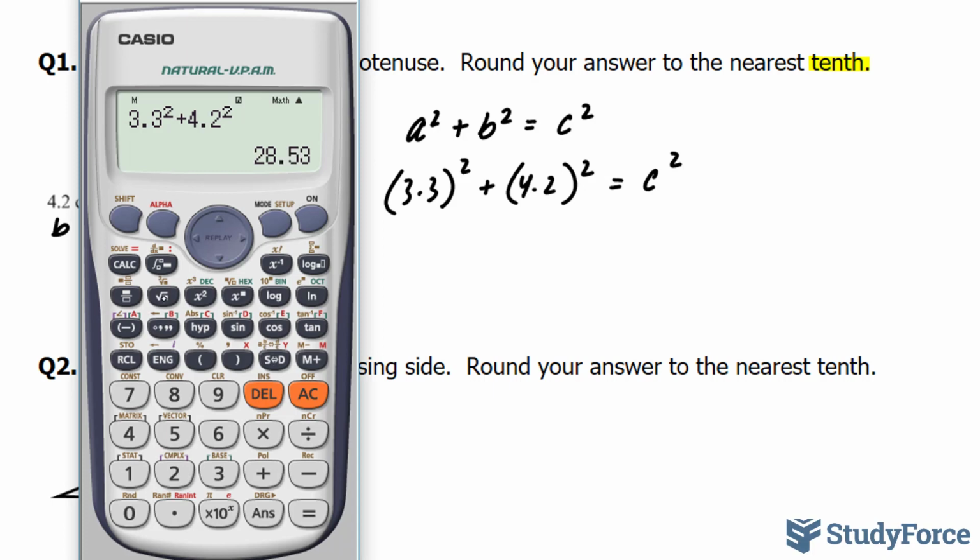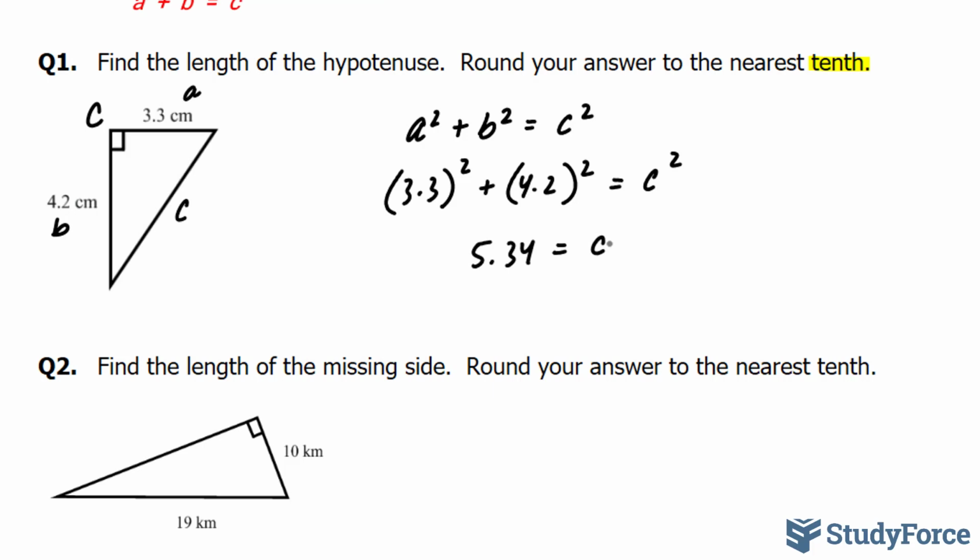Square root both sides. If I square root the number that I just found, I end up with 5.34. Notice that when we square rooted the number, the square here disappeared. So square rooting eliminates the square. And remember, we need to round our answer to the nearest tenth. This means that we will stop writing after that 4. Our answer is 5.3. The 4 is less than a 5, so we leave it as a 3.